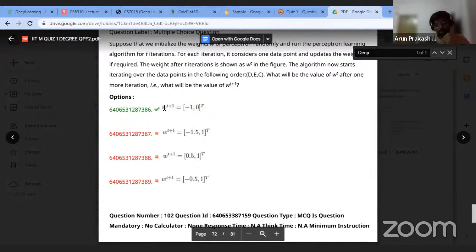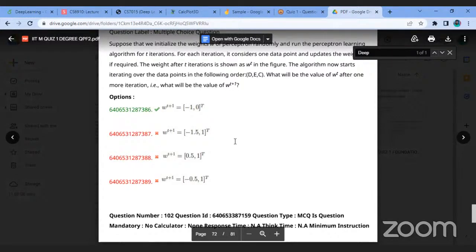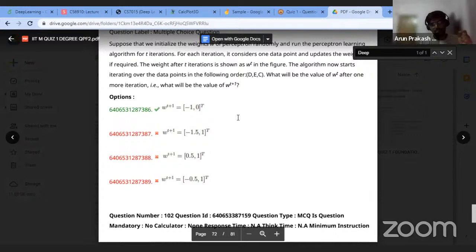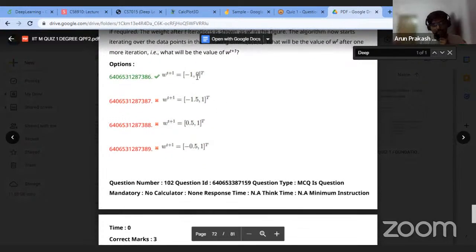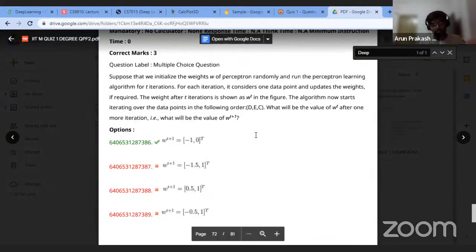Before that, there are data points which will be greater than 90 degrees. Even if you make one more update, there will still be some data points which won't satisfy this 90-degree criterion. Until we reach convergence, there will be some data points which are always violating this criterion. So for this particular question, currently I am at -1, 0 after visiting the data point D, right? Now I have to visit the data point E.